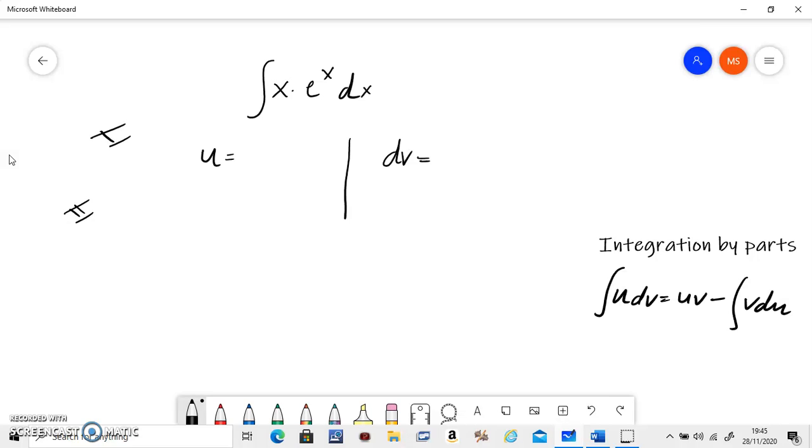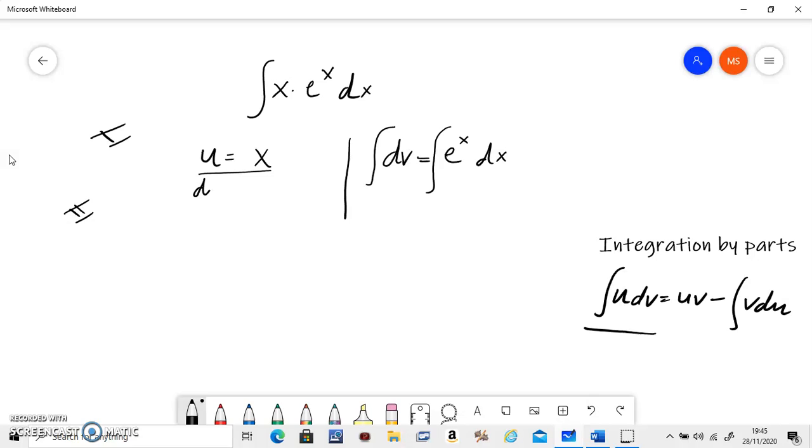So compare the given problem to the formula on the left hand side. U is the first thing, x, and the remaining is the dv, entire thing. So you have to write e to the x dx. Now for the u equals x, we differentiate this part and we integrate this part.